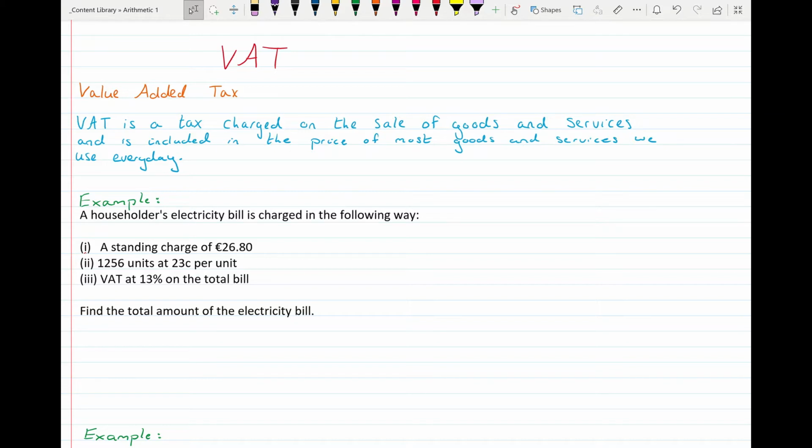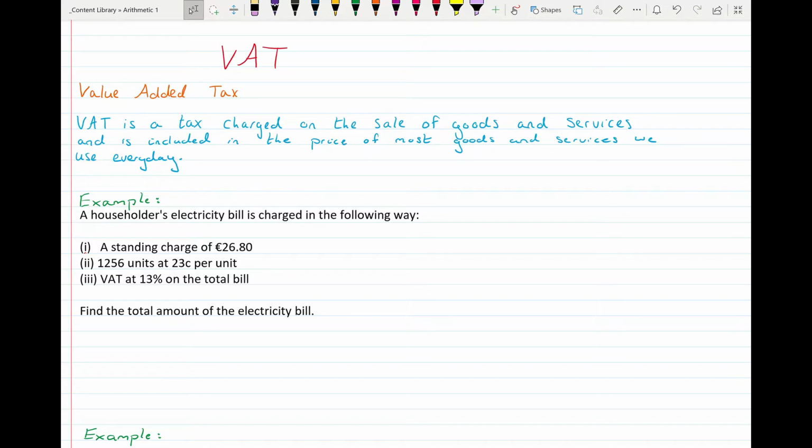How to calculate VAT? VAT's just a percentage tax that's added on to the cost of the good. So let's say a householder's electricity bill is charged in the following way. There's a standing charge of €26.80. So if you don't use any electricity, you still have to pay €26.80. That's just a standing charge for the service.